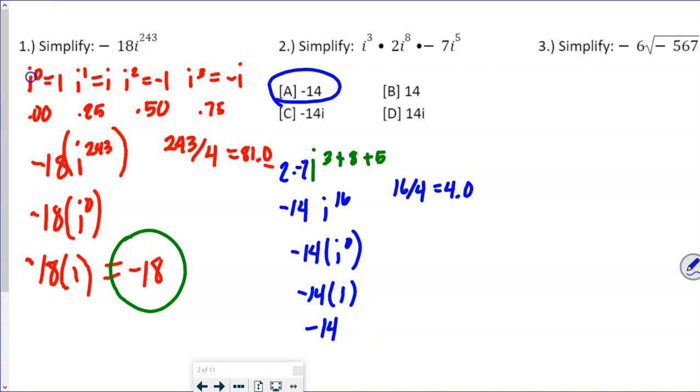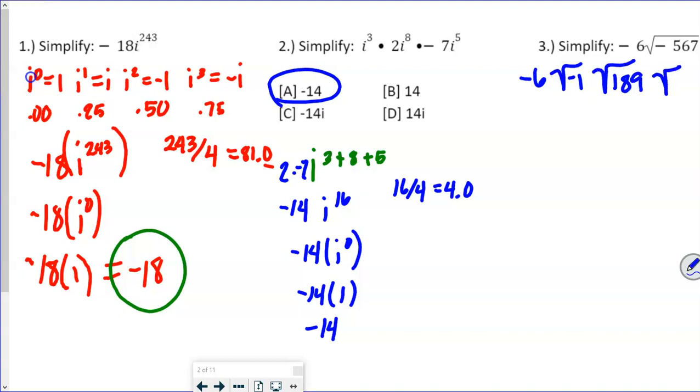Number 3 says simplify negative 6 times the square root of negative 567. On this one, I'm going to do negative 6 here, and then I'm going to take the square root of negative 1. I know it's not divisible by 2, but it might be divisible by 3. So I'm going to take 567 and divide it by 3, and when I do that, I get the square root of 189.